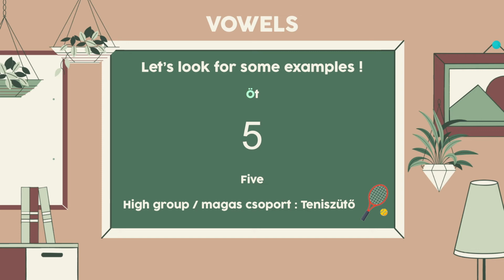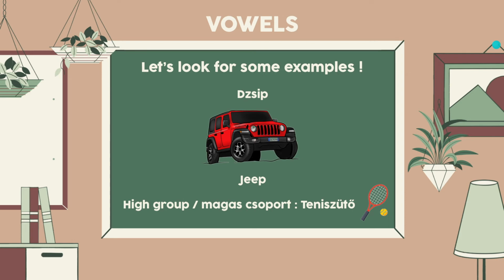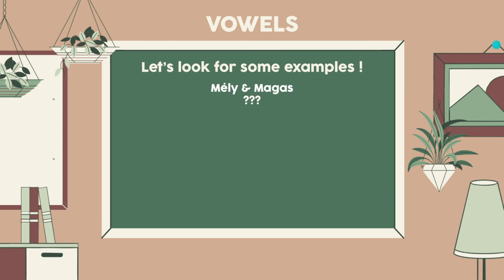And look at the vowel at the end of tennisütő. There is some similarity, I think. So this is why öt is gonna be in the magas csoport or high group. The third example is jeep. The only vowel we have is I. We had I at the tennisütő, so this is why jeep is going to be in the magas csoport or high group.